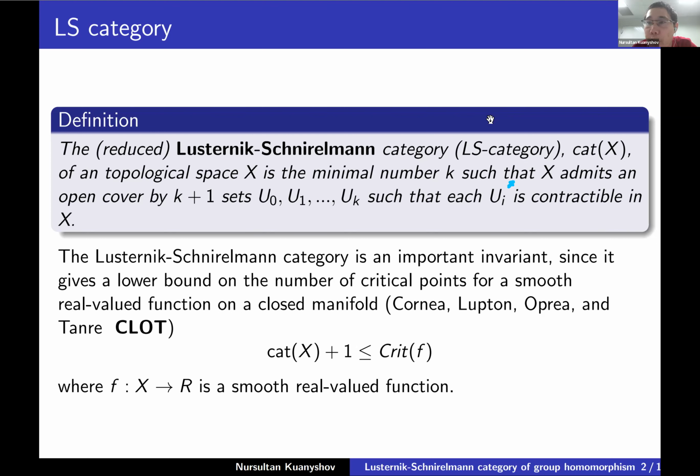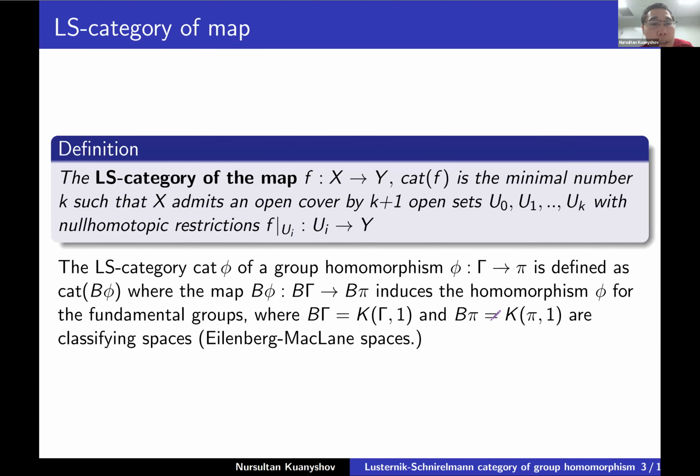Now, I want to make a remark. If the space is an ANR, an absolute neighborhood retract, then we can replace our open sets with closed sets. And now we can generalize this LS category for a map.